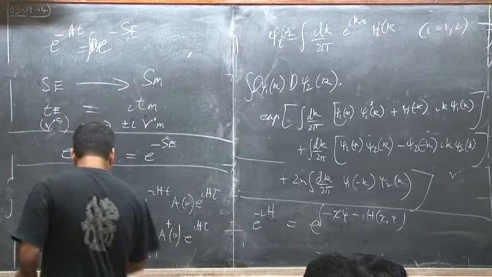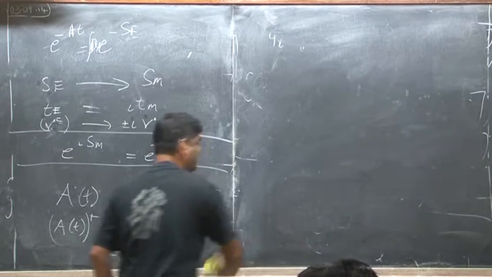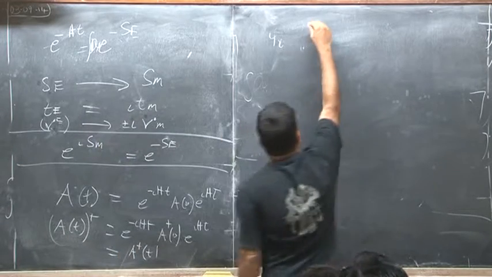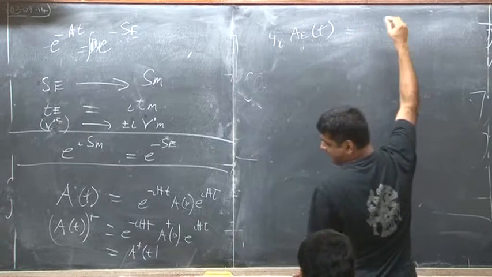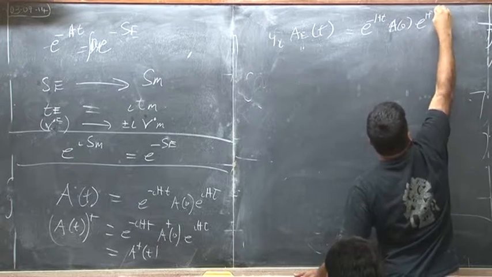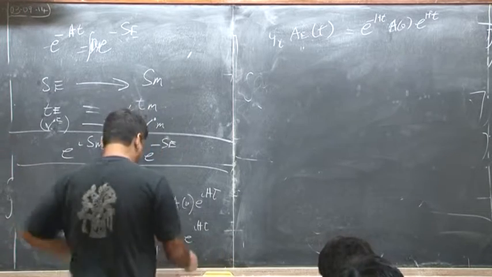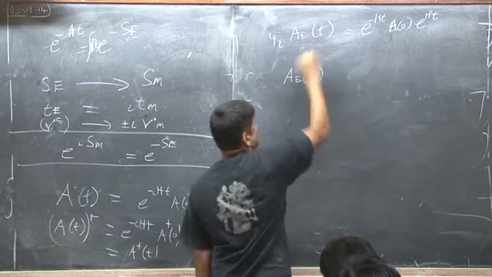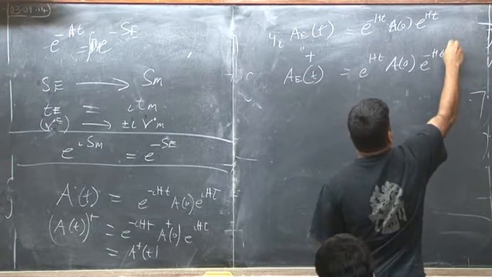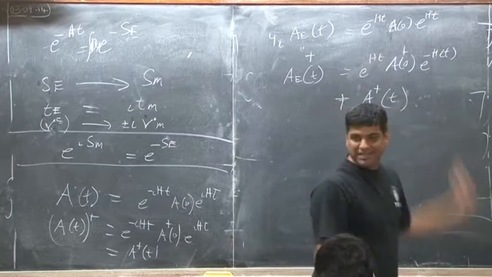However, in order to employ this trick of analytic continuation to compute things, okay, we replace this e to the power I H t by, we looked at this Euclidean operator, A Euclidean, which was e to the power H t, A of 0, e to the power minus H t. Okay? Now if we take the dagger of this, A Euclidean of t dagger, okay, this is equal to e to the power minus H t, A of 0 dagger, e to the power H t, which is not equal to A dagger as a function of t, because this plus minus has gone wrong.